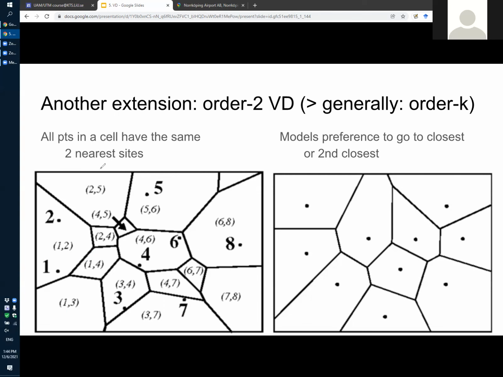Okay, so again, here you have these sites numbered 1, 2, 3, and so on, and then you have these different cells. And for instance, in this cell, the two closest sites are number 2 and number 5. Okay, in this cell, the two closest sites are number 6 and number 8. And this kind of models the preference to go not necessarily to the closest site, but maybe to the second closest, or more generally for general K to the K closest site.